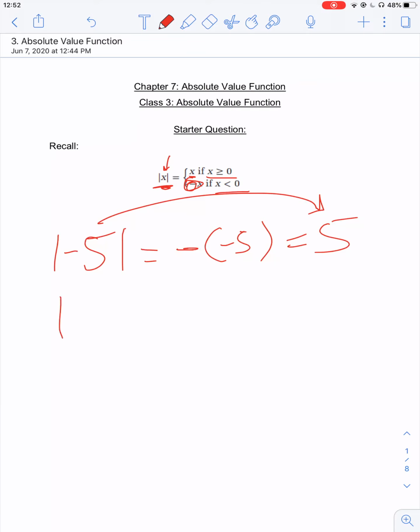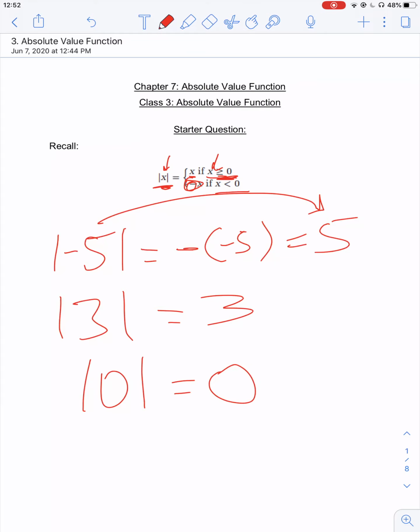And if your number happens to be positive, if it's a 3 or something, then because it's already positive, the absolute value does nothing to it. And if it's 0, then it still falls under this umbrella. So this tells you that if the x value is positive or equal to 0, then you leave it the way it is. So 0 remains 0. These are essentially your three cases: negative, positive, and 0.